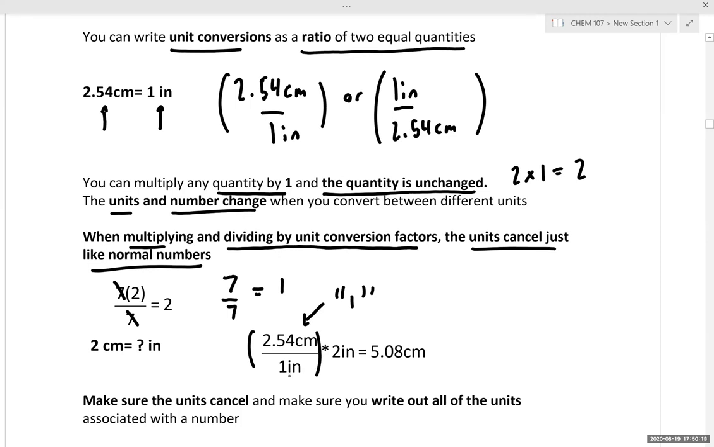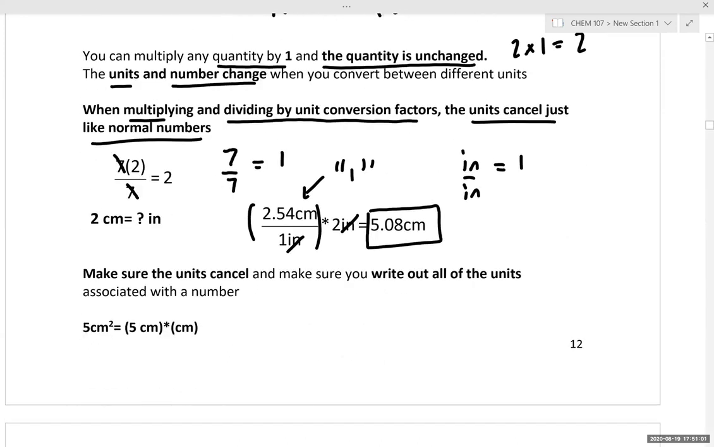Now, since we have inches over inches, the inches can cancel because a quantity divided by itself is equal to 1. So in the end of our unit conversion, we end up with a new number and a new unit. Does this make sense to everyone? So write out your units and you'll see very clearly that if you have a unit on the top and on the bottom that's the same unit, it will cancel. Don't worry, we'll do more practice on this. I'm just explaining to you why these unit conversions actually work.